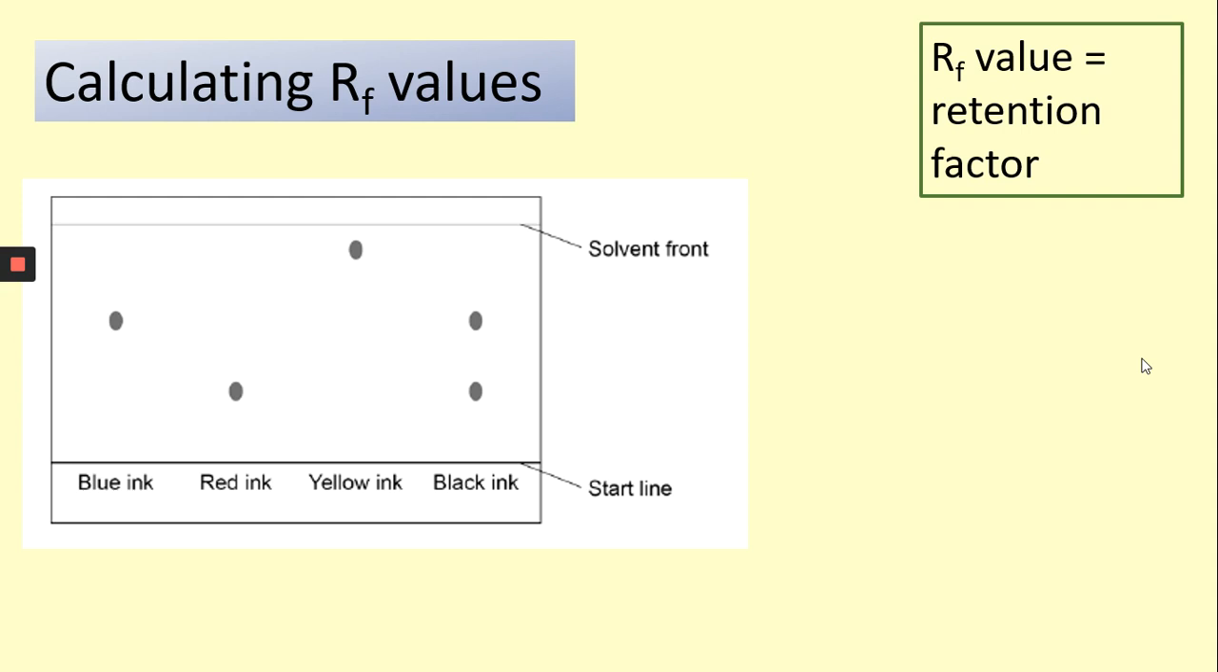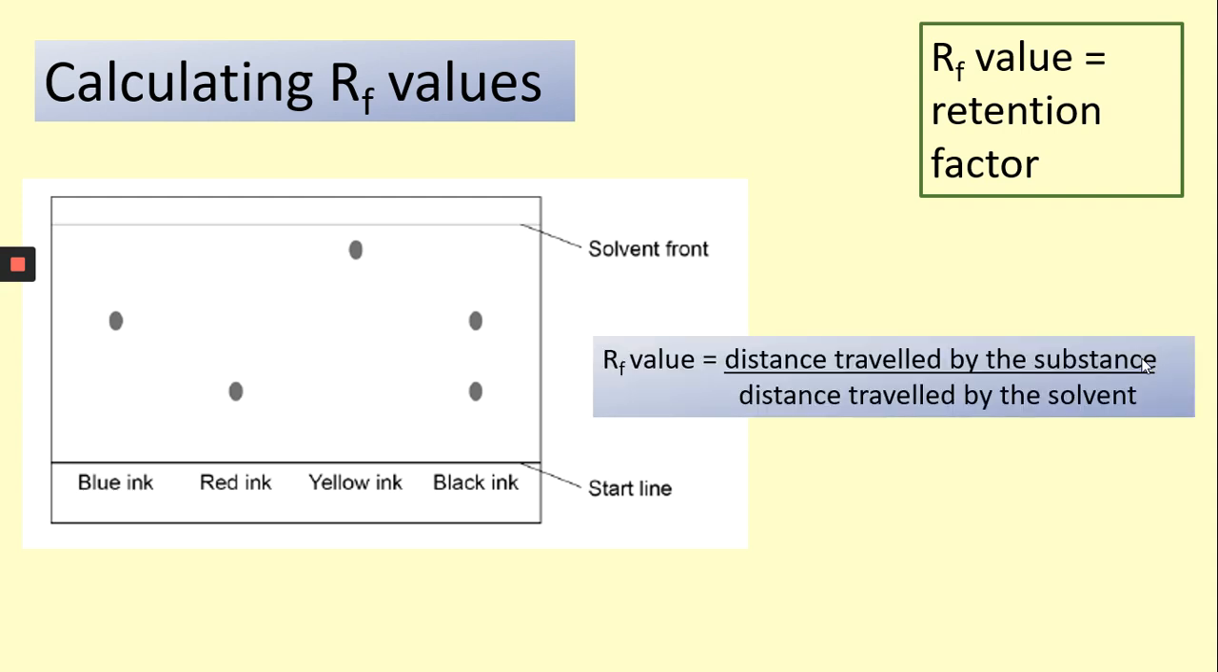Like I said, you might actually have to measure spots. So you'd have to say what's in line, and then you actually have to do something called an RF value, where you have to actually calculate. And this RF value is a retention factor. It's a ratio between the distance travelled by the substance and the distance travelled by the solvent. Because it is a ratio, there is no units.